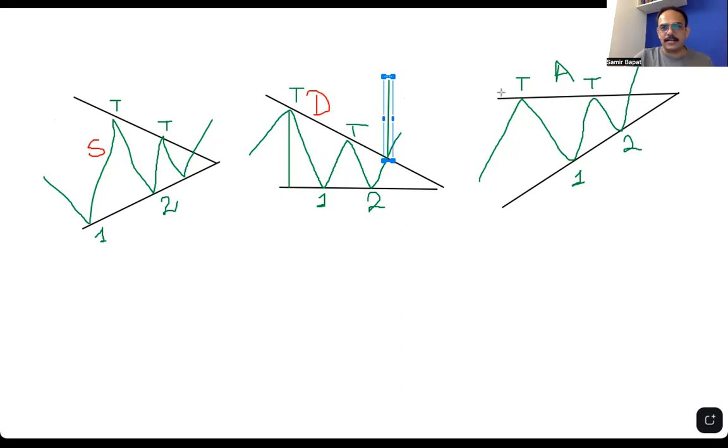So that is how the triangle targets are made. Whatever triangle, take the top and bottom and measure the distance. Distance means if this is at 100, this is at 110, the difference is 10. So whenever it exits, it will go up by 10 points as per the triangle theory. But it is not a guarantee. It is not an assurance. It is a high probability.